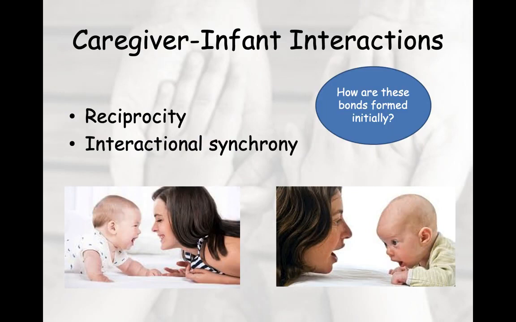So there are two different main types of caregiver-infant interactions. These are reciprocity and interactional synchrony. This is the initial stages, the very first time any kind of attachment will be seen to be starting to form, and it's via these two things. So we need to define these.